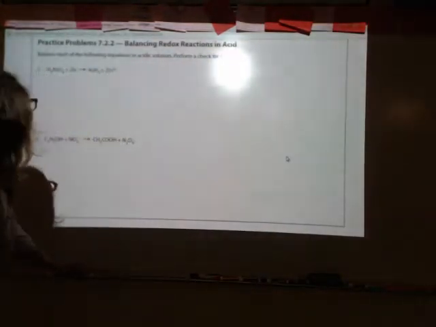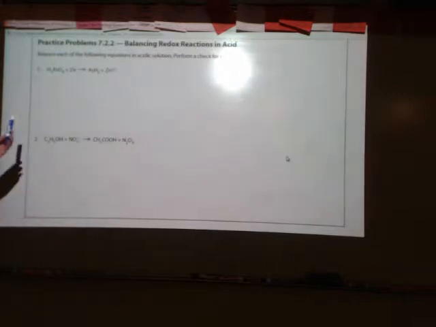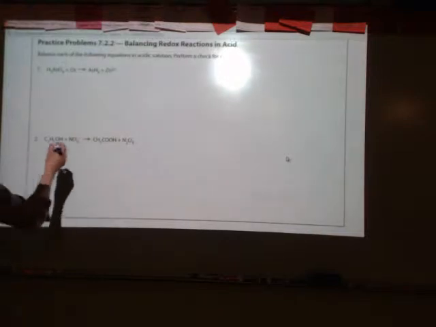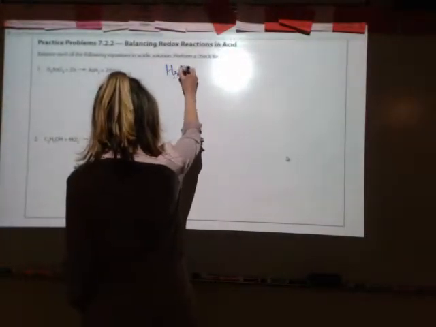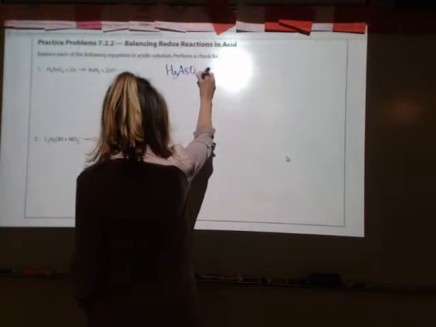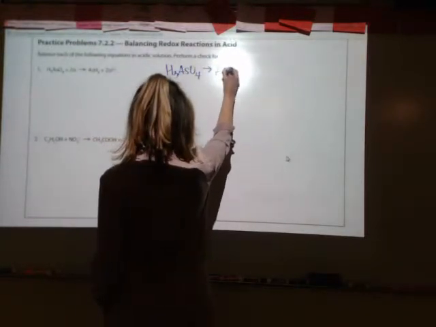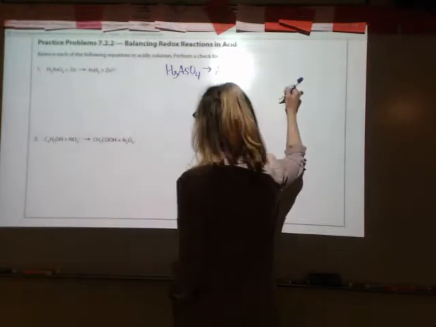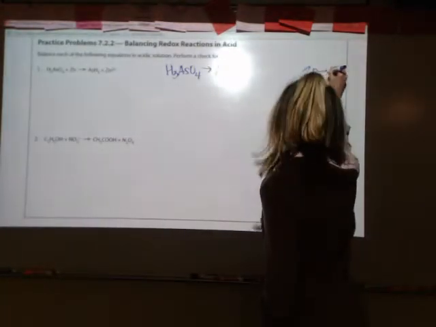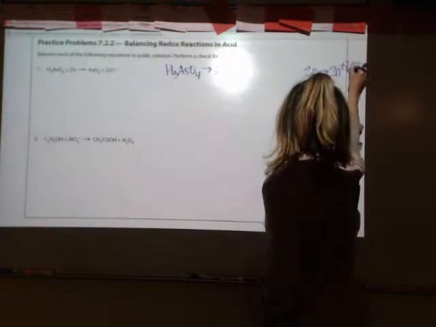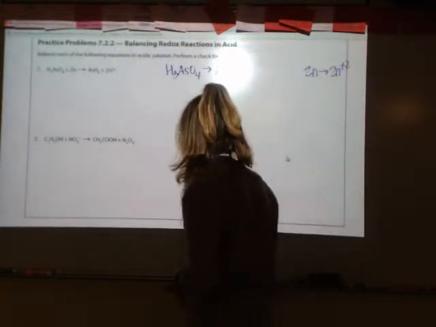Okay, here we are. This is a redox reaction. What do we need to do first? Separate into half reactions. So I'm going to have H3AsO4, make sure you leave yourself enough room, going to AsH3, and then we have Zn going to Zn2+. Does that make sense? Okay.